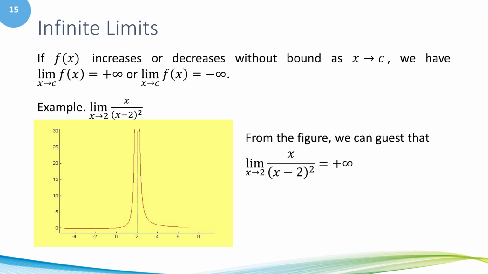The second one is infinite limits. As the name suggests, this is a limit whose value is plus infinity or minus infinity. In this example, we have the limit as x approaches 2 of x over (x minus 2) squared. We can see from the graph that the limit value is plus infinity.